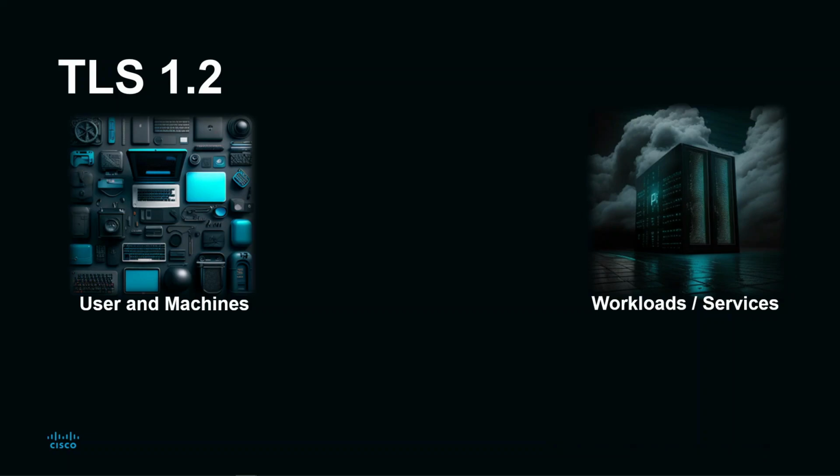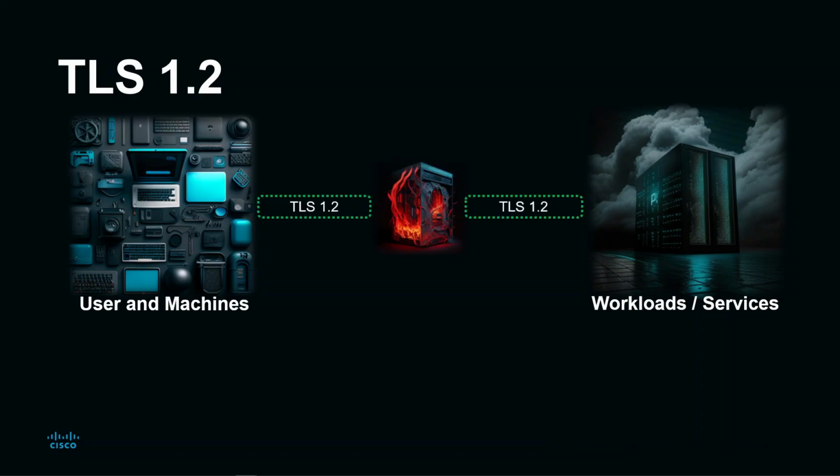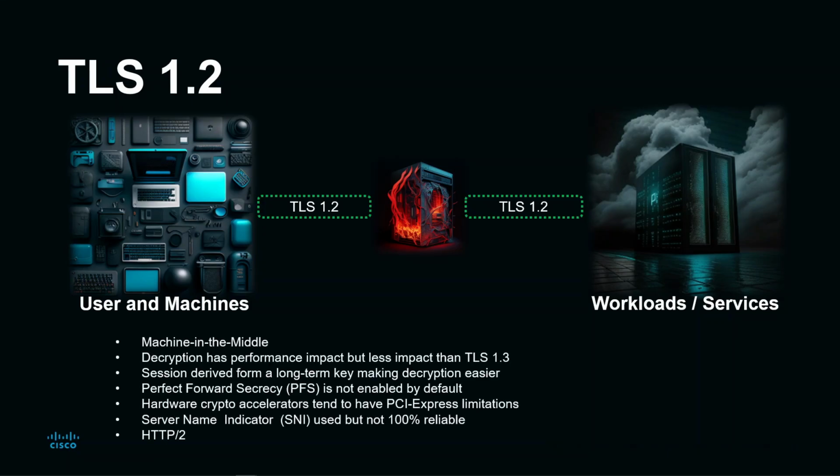All right, we got users and machines. We've got TLS 1.2. This is something we're all probably pretty familiar with, that access workloads and services. Now, in order to get visibility into TLS 1.2, we have to do TLS proxy, or what we call machine in the middle. The problem with this is decryption has a performance impact. This is less than what we see with TLS 1.3. We're going to talk about that in a second.